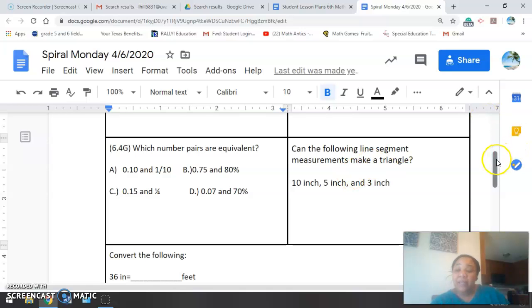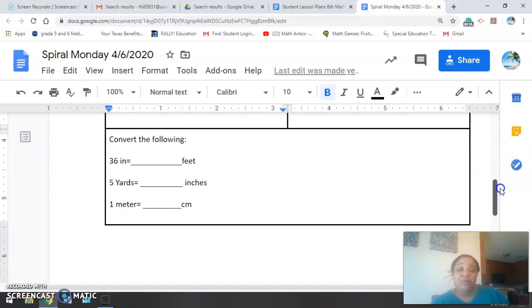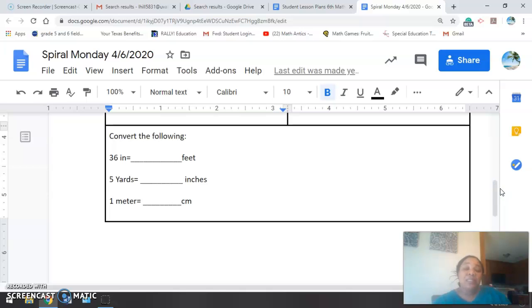Okay? And your last section down here is convert the following. Now with this one, you're going to need your chart, okay? Make sure you grab your chart to be able to do that. Now, if you're still having difficulties looking at your charts, go on the internet and look for it. How many feet are in inches? How many inches equal to 1 foot?